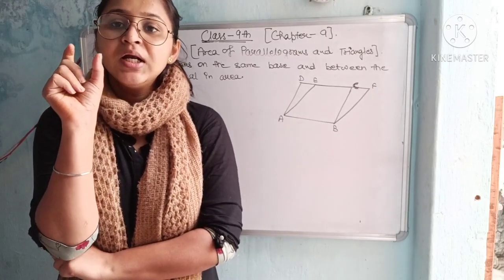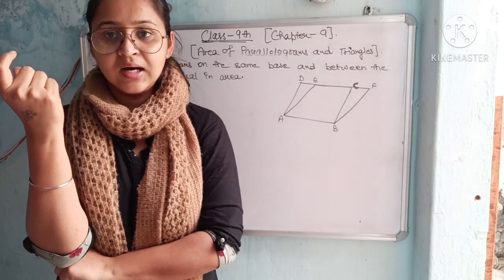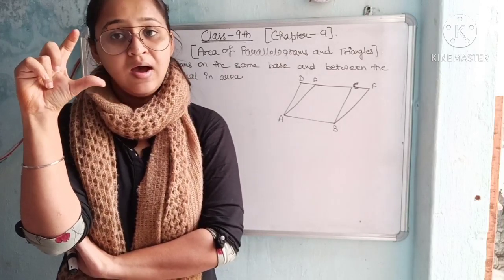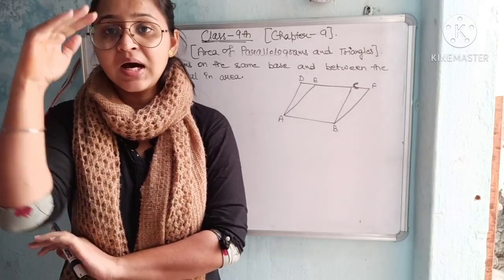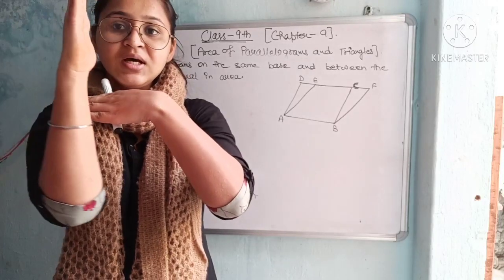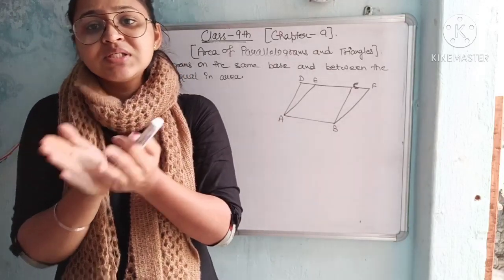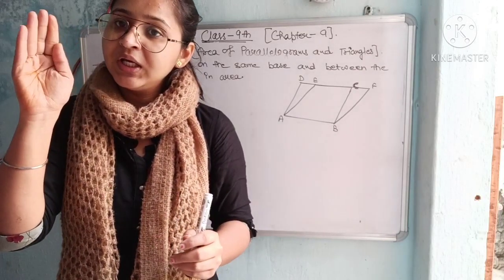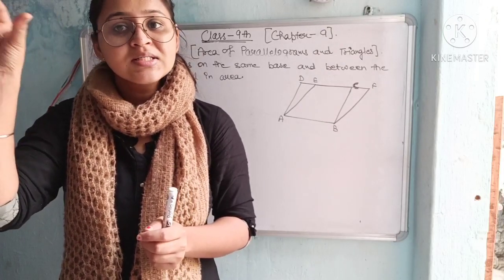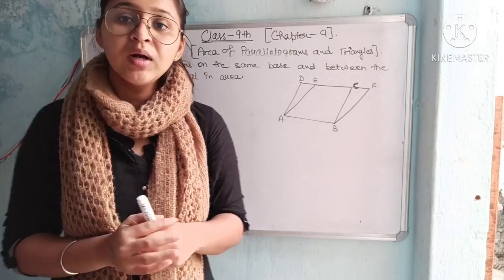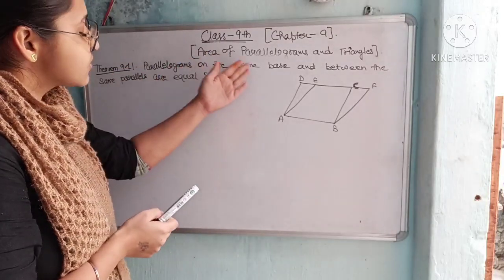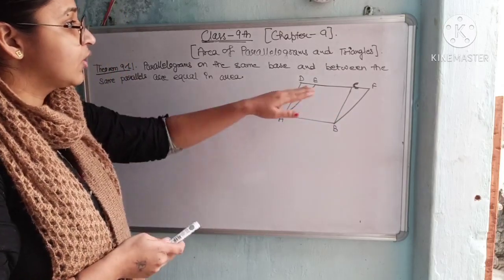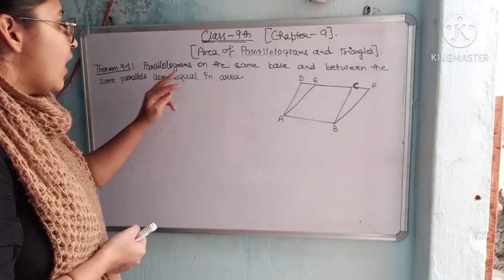Base will be same. Now, after base, what comes next? Height. And height means the distance between two parallel lines. If both parallelograms are lying between the same parallels, the distance between these two parallel lines will be same for the first parallelogram as well as for the second. That means the formula for area, base into height, gives the same area for the other parallelogram. The base AB is the same for both, and between the same parallels they are equal in area.